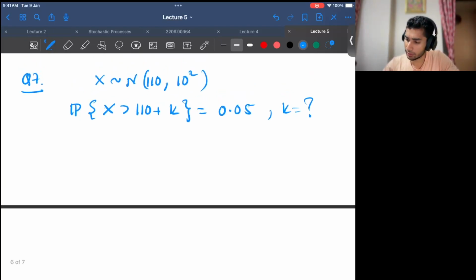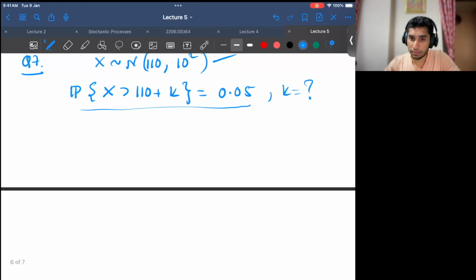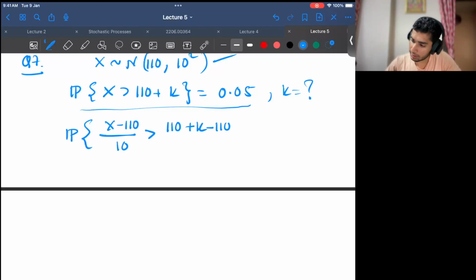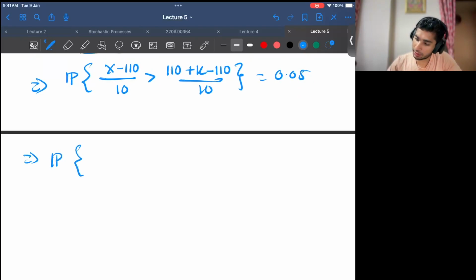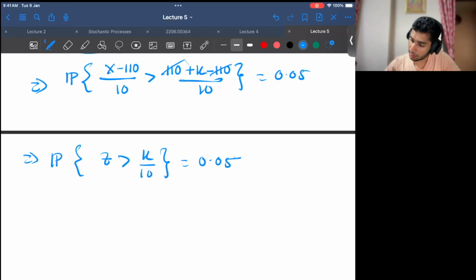So you are given this random variable and you are asked what is the value of k. It's quite simple. What you need to do is normalize, and do everything in the standard normal distribution. So you do x minus 110 by 10 greater than 110 plus k minus 110 by 10, equal to 0.05. This implies probability of z greater than k by 10, as 110 gets cancelled, is equal to 0.05.